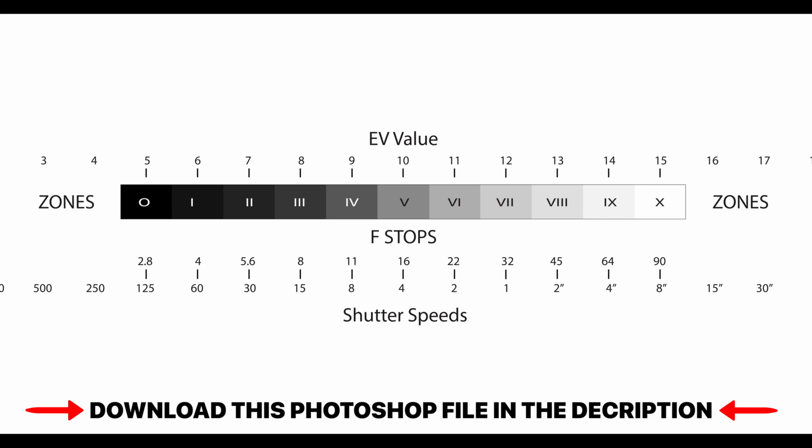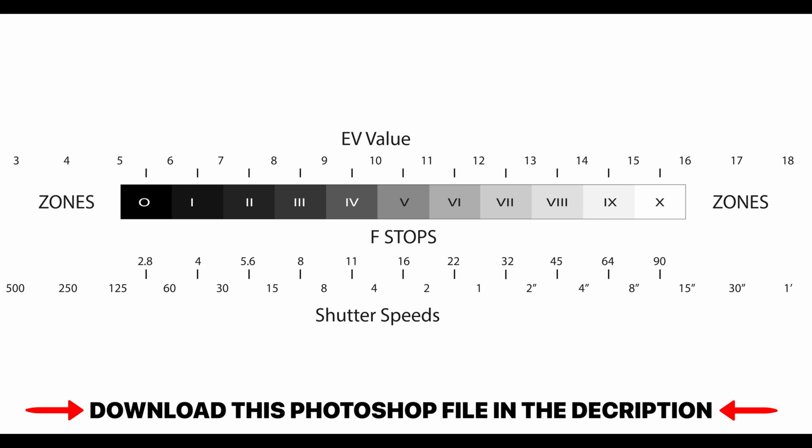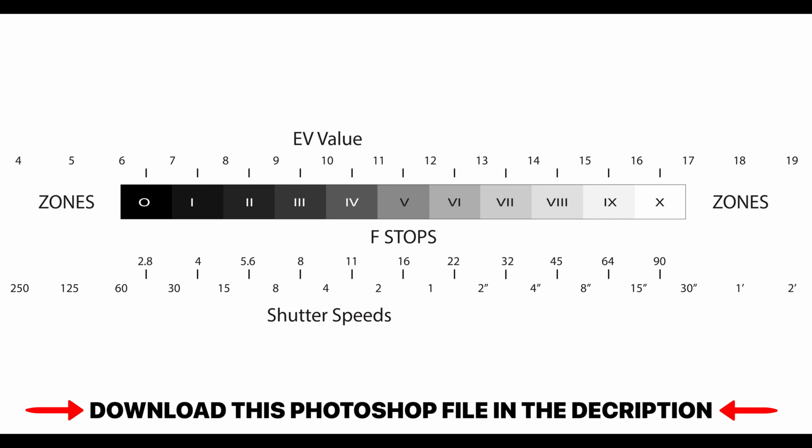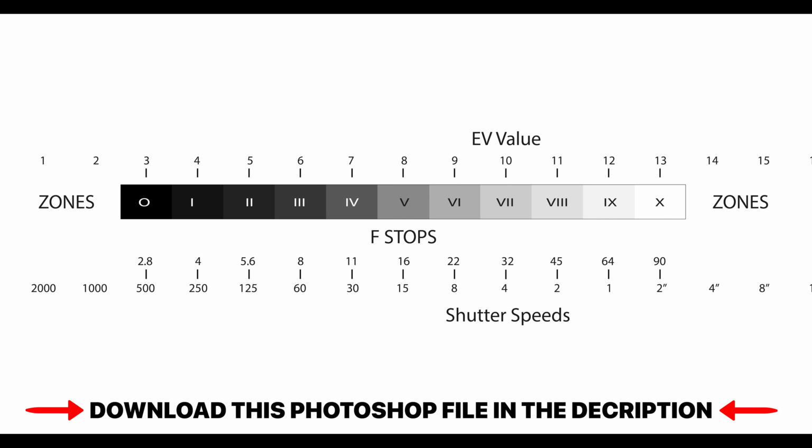The easiest way I have found by far to place different tones in your scene on the different zones that you want them is to use this zone and EV gauge, or a zone dial or slider. This way you're just using the EV numbers. You're not doing a bunch of mental gymnastics trying to figure out f-stops and shutter speeds for what Zone 6, 7, and 8 are going to be.